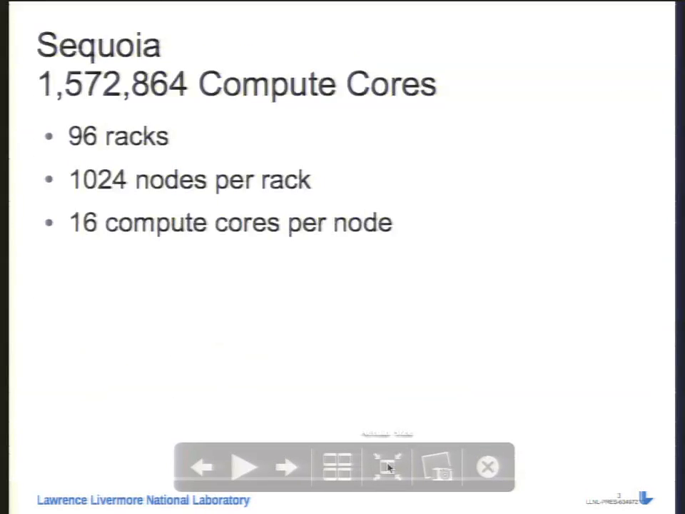Sequoia is 96 racks of computer. Within each rack, we have 1,024 nodes. And each node has 16 compute cores. So that gives us a total of over 1.5 million cores, and they all want to use Lustre, so that's a big challenge for us.